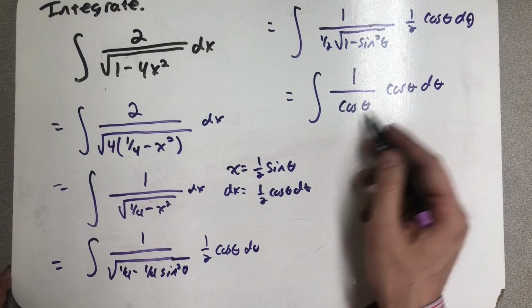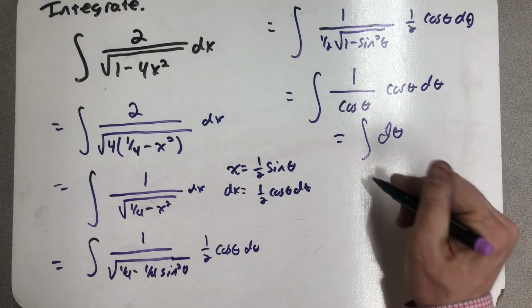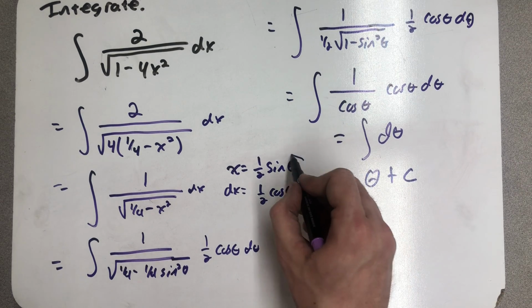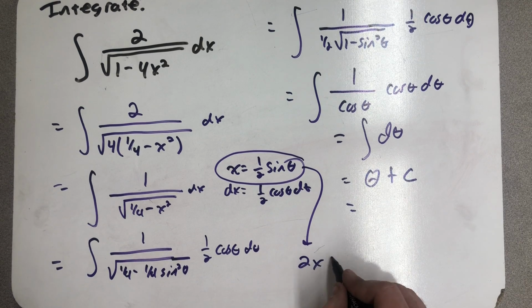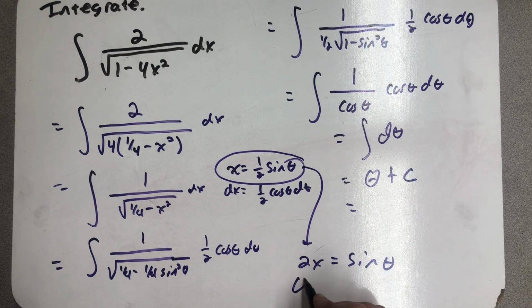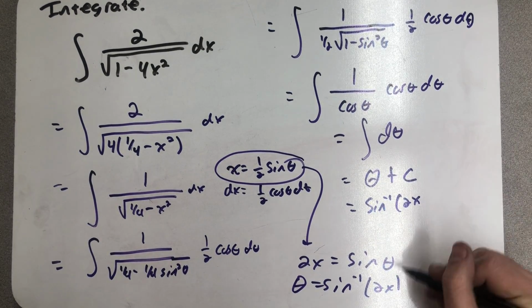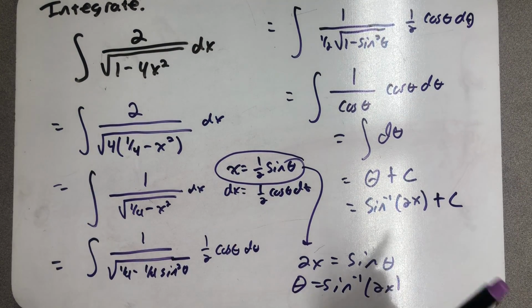Okay, well, look at this. I end up with just d theta as an integrand. Theta plus c. And if I look at my original substitution, well, 2x is equal to sine theta, and theta is equal to the inverse sine of 2x. All right, well, at this point we can see that this is in the format of the derivative of an inverse sine. So if I take the derivative of this, I will in fact get that. And that's the antiderivative we were looking for all along.